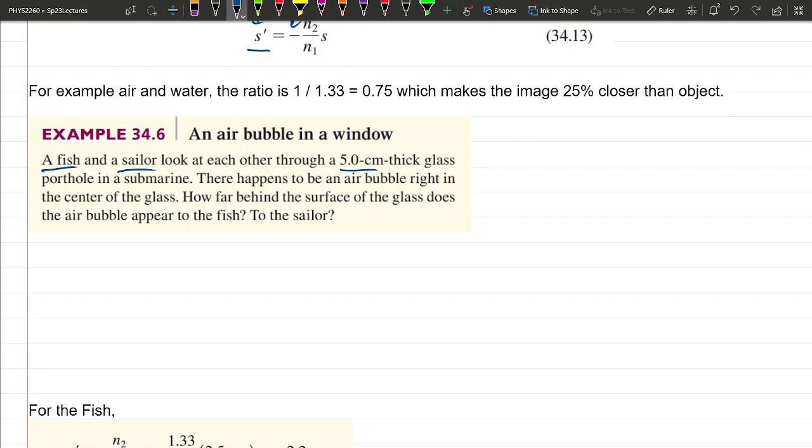How far behind the surface of the glass does the air bubble appear to the fish, and how far does it appear to the sailor?